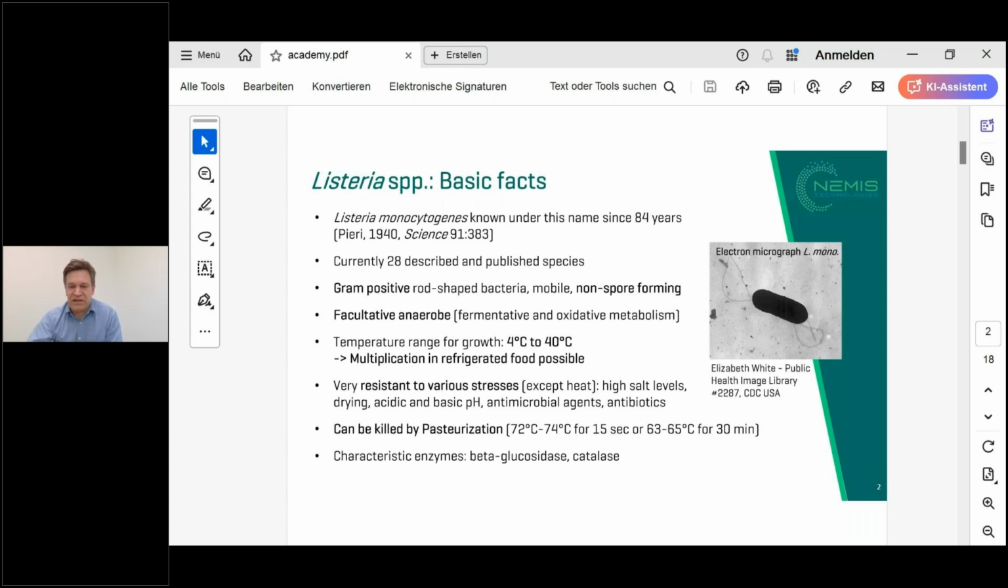Then the last basic fact I want to mention is two of the most characteristic enzymes which are found in all Listeria species: beta-glucosidase and also catalase. So where do the Listeria belong to?